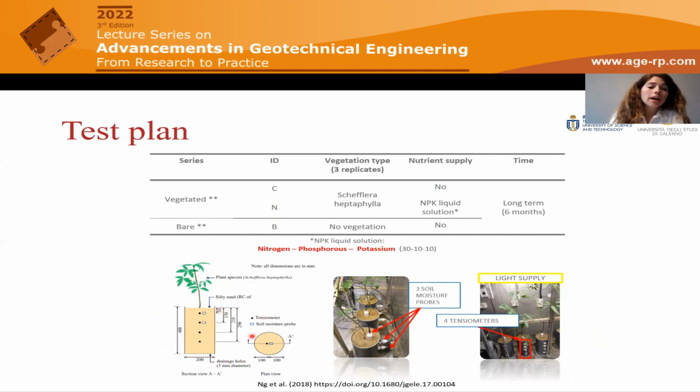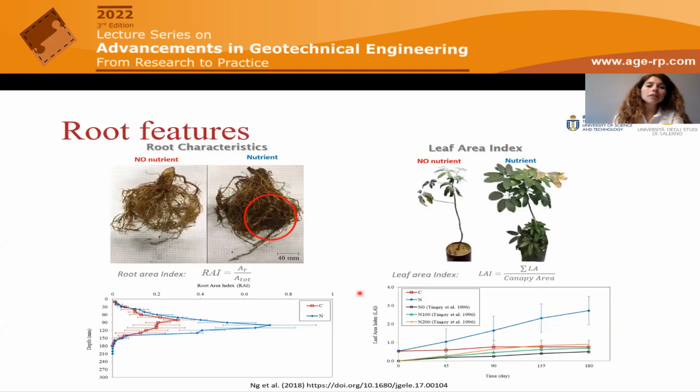So there were these columns where we also added soil moisture sensors and tensiometers to monitor and to measure the change in soil suction and water content in the rooted area. After 6 months, we observed that nutrient-rich soil had allowed a denser root system development, as well as a higher leaf area index. So as you can easily see from the pictures, it's pretty obvious that the root system that developed in the nutrient-rich soil is more complex, it's denser, is more healthy.